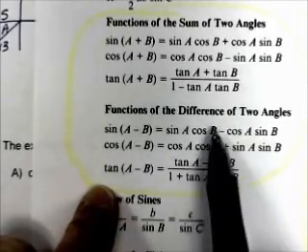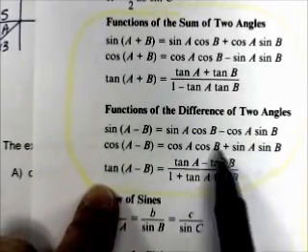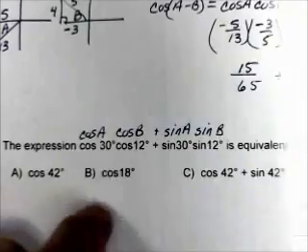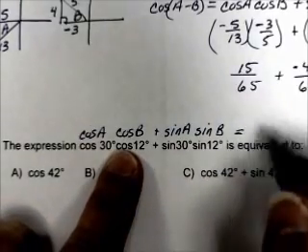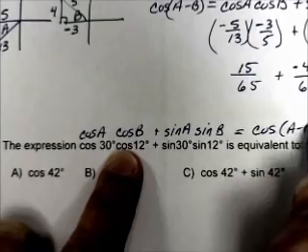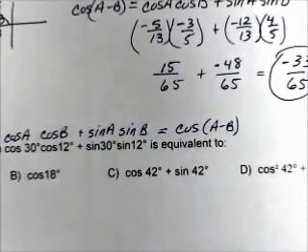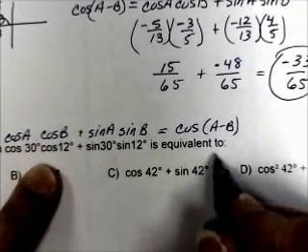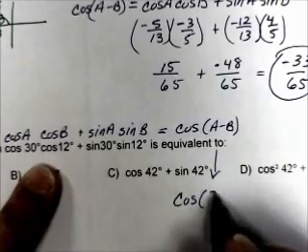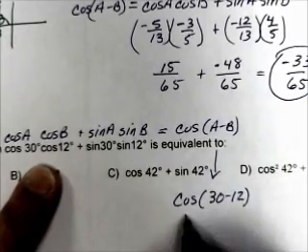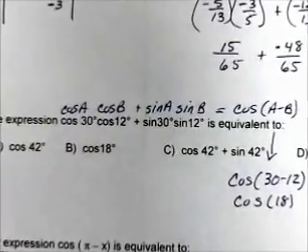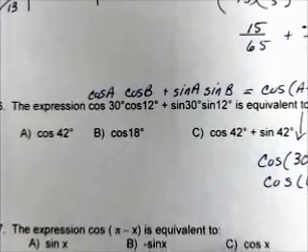Okay, so we're looking for cosine A, cosine B, plus sine A, sine B. So this is the difference of two angles. This is equal to the cosine of A minus B. Right? This matches this. And if A is 30 and B is 12, so this is equal to the cosine of 30 subtract 12, which is 18. So this is equivalent to choice B, cosine of 18 degrees.